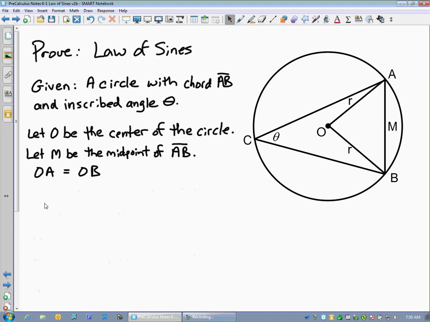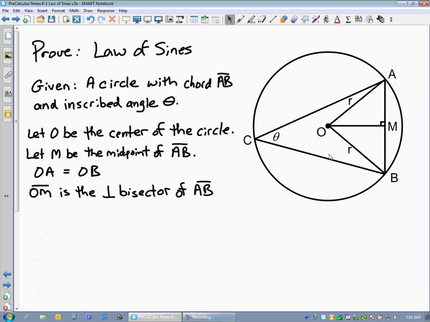Also, if I draw segment OM, then I should recognize that OM is the perpendicular bisector of AB. That would be for two reasons. Number one, M is definitely the midpoint between A and B. And since OA is equal to OB, O is equidistant from the endpoints of segment AB, which means the point must lie on the perpendicular bisector. So since O and M both lie on the perpendicular bisector, the segment through them is the perpendicular bisector.